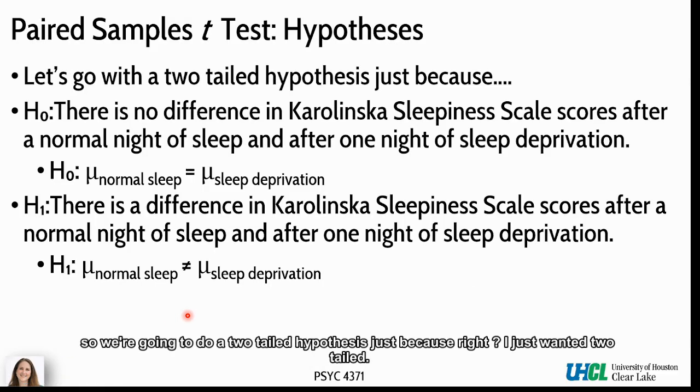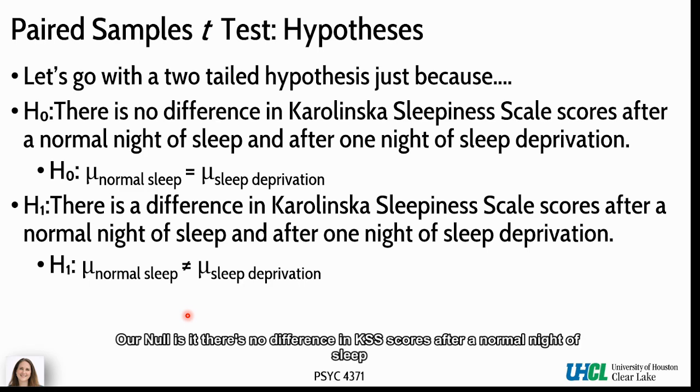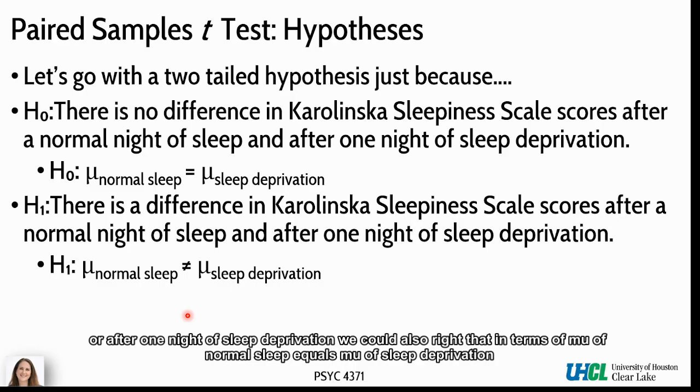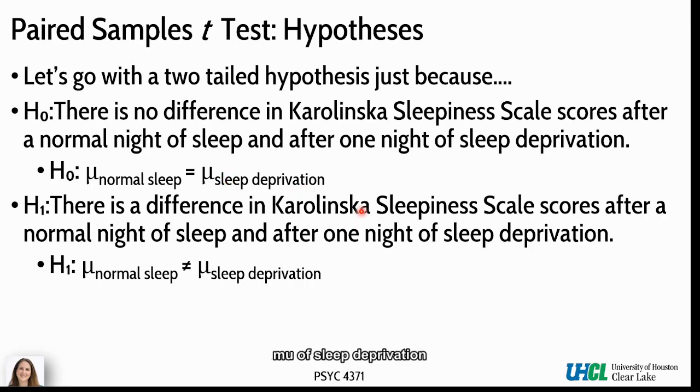So we're going to do a two-tailed hypothesis just because, right? I just wanted to do two-tailed. So our null is that there's no difference in the KSS sleep scores after a normal night of sleep or after one night of sleep deprivation. We could also write that in terms of mu. We would say mu of normal sleep equals mu of sleep deprivation.